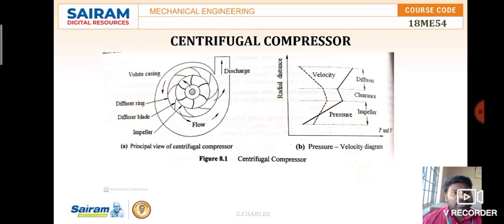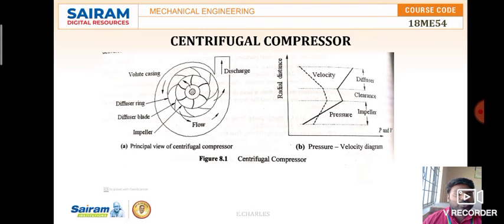Now coming to this pressure velocity diagram. It is the graph between radial distance and pressure and velocity. Pressure will increase drastically in the impeller, and then there will be a clearance, and in the diffuser the pressure and velocity will increase again. In the clearance there will be a slight decrease in the pressure and velocity, and then there will be an increase in pressure and velocity.